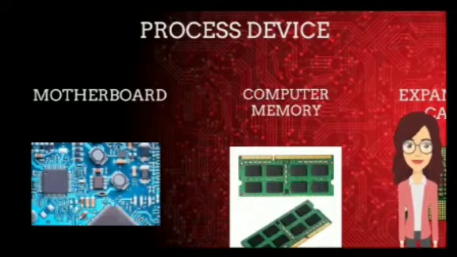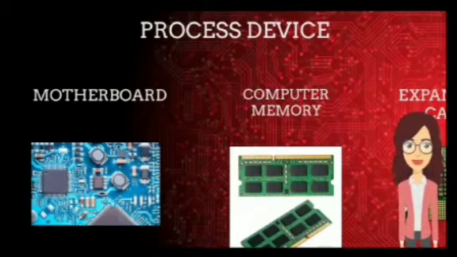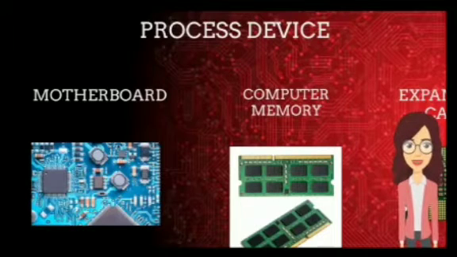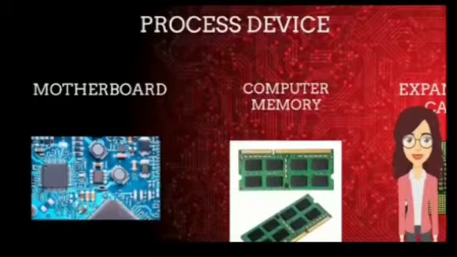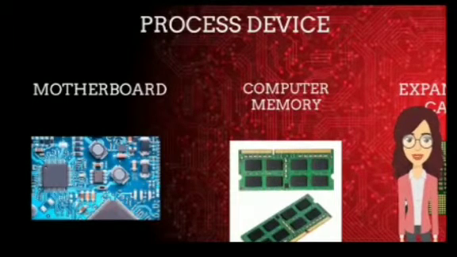And the fourth is computer memory. Computer memory is a temporary storage area. It holds data and instruction that the CPU needs. And the last is expansion card. Expansion card is a circuit board that can be inserted to add functionally to a computer system. There are many types of expansion cards, such as network cards.